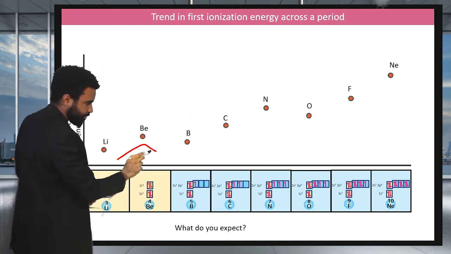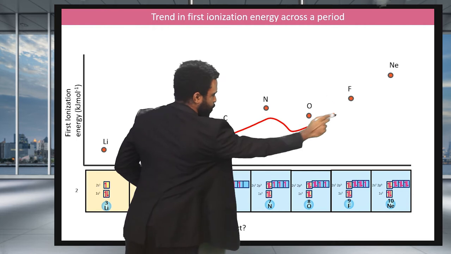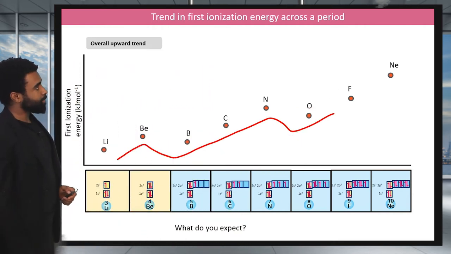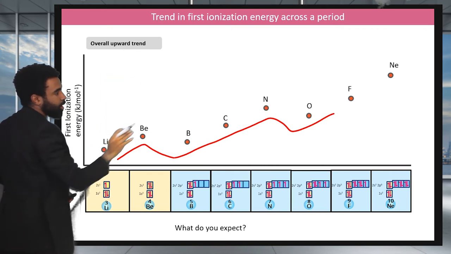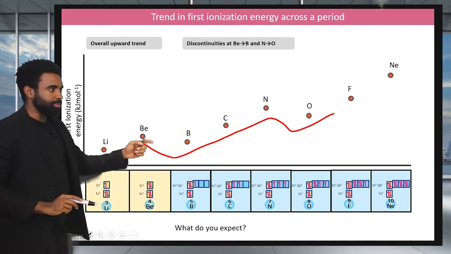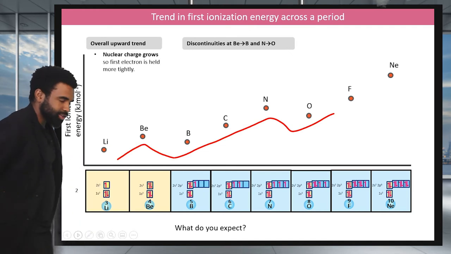Sometimes it's called a shark tooth pattern. I don't know if it really looks like shark teeth. Okay, so here are the trends. We have an overall upward trend, and then separately, we have these two discontinuities between beryllium and boron and nitrogen and oxygen. How do we explain them?